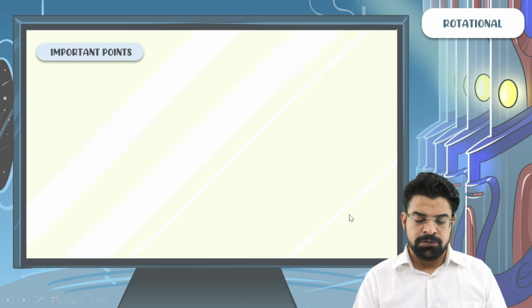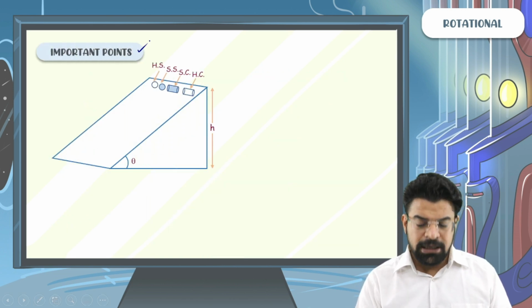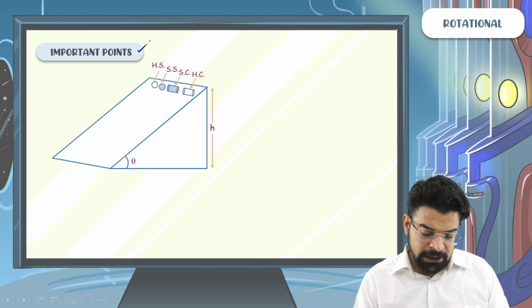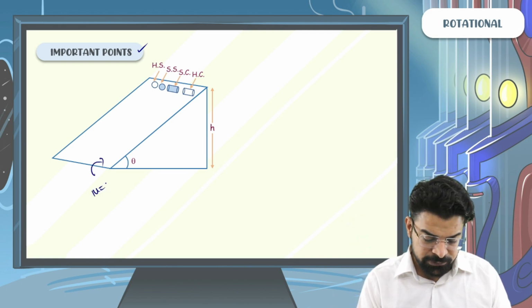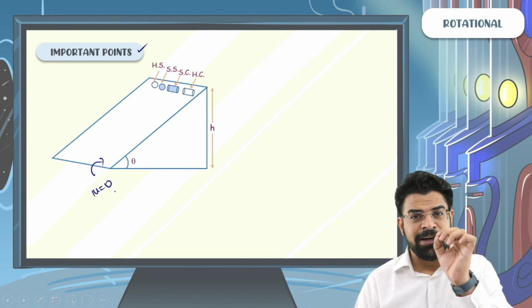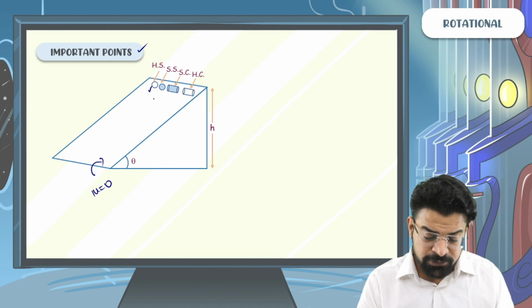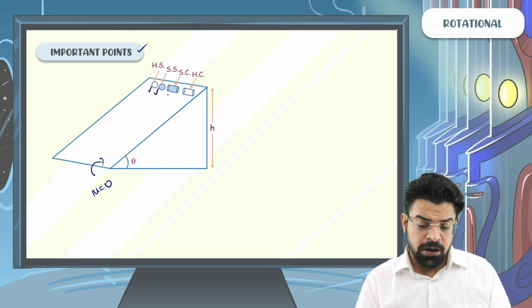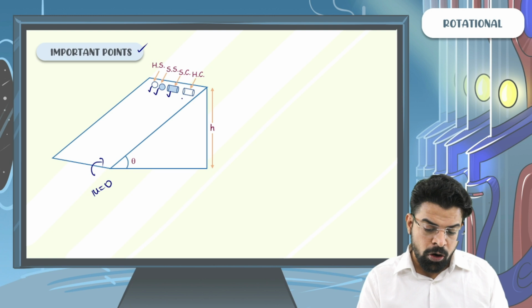Now let's do important points. Let's say we have an inclined surface, and this inclined surface is frictionless. Frictionless means mu is 0. And from the top of this inclined surface, we have released four bodies: a hollow sphere, a solid sphere, a solid cylinder, and a hollow cylinder.